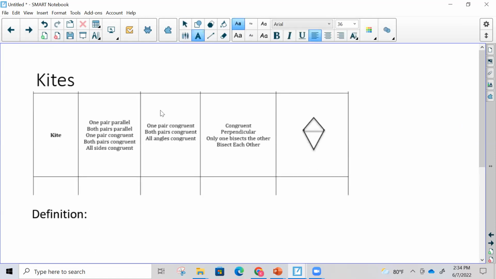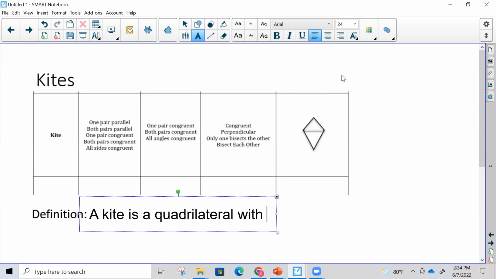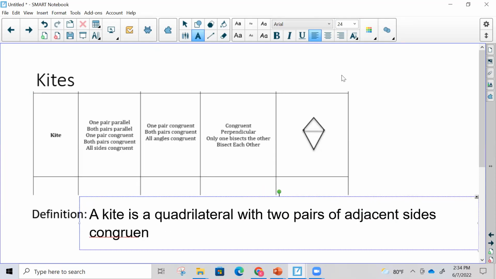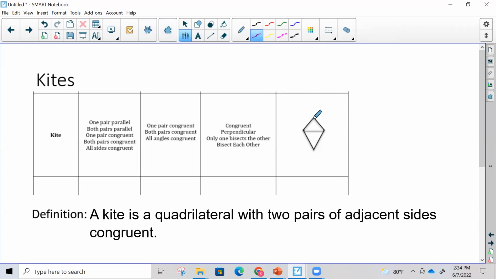Okay, so then we have ones that are not a parallelogram. A kite is the first one we're looking at that's not a parallelogram. A kite is a quadrilateral with 2 pairs of adjacent sides congruent. So we talk about the short side and the long side. It has 2 short sides that are equal, and it has 2 longer sides that are equal.